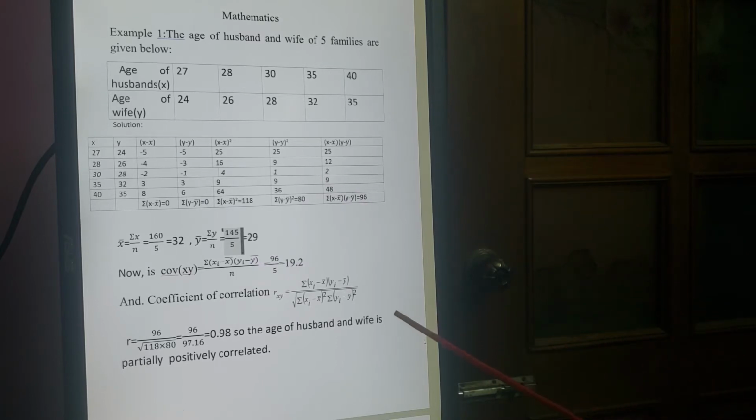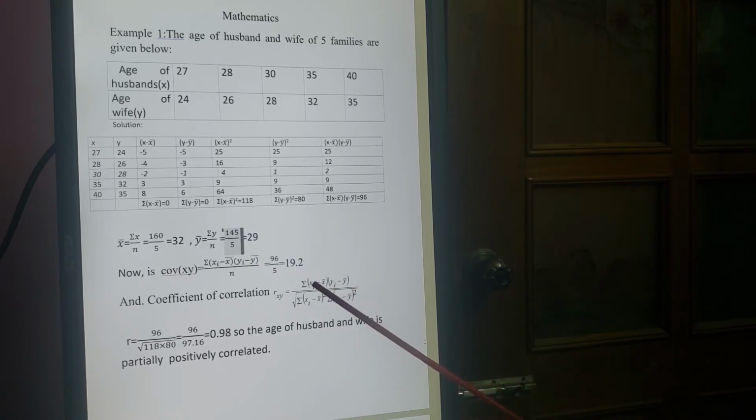Now the coefficient of correlation. Summation (xi minus x bar)(yi minus y bar), over the square root of summation (xi minus x bar) square times summation (yi minus y bar) square. The r is written sometimes; somebody can write r, somebody cannot write. It doesn't matter. You can write it, you cannot write it, no problem.